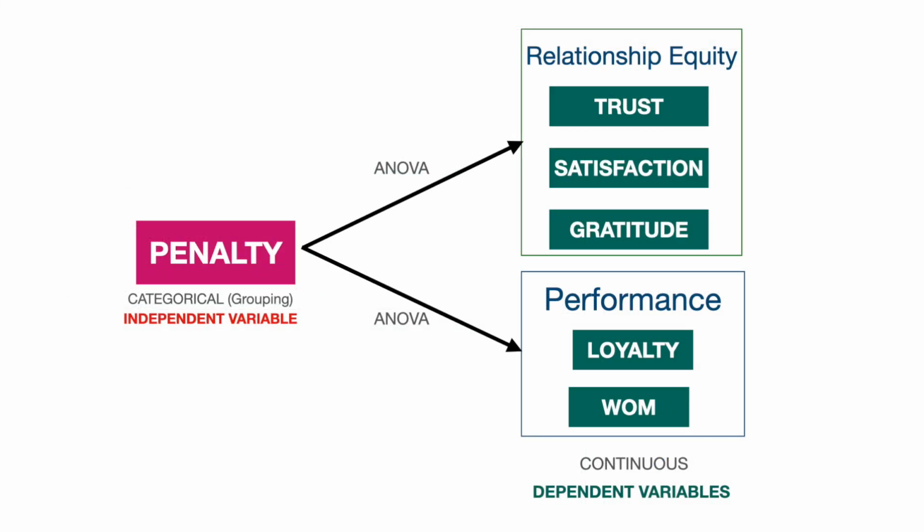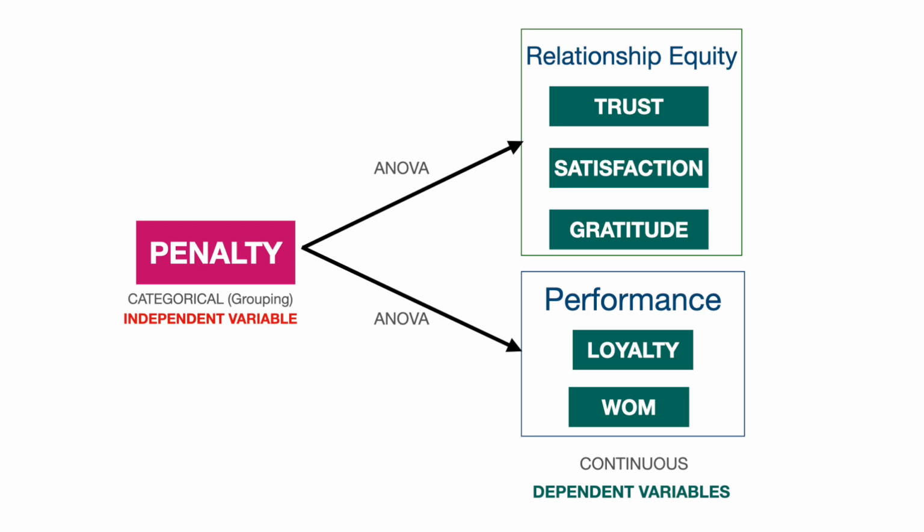All right, in the second part, I will show you how to check the effect of marketing strategy on both relationship equity and company performance. In particular, we will check what is the effect of the penalty fee on trust, satisfaction, gratitude, loyalty, and word of mouth. Penalty here is the grouping or categorical independent variable, and all 5 dependent variables are continuous. Today, I will use ANOVA.